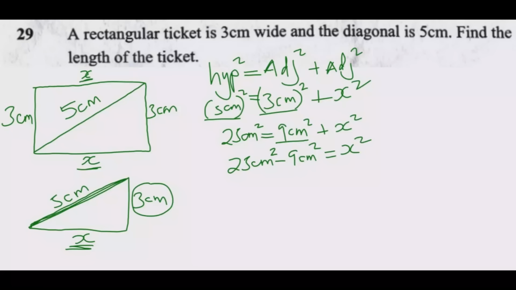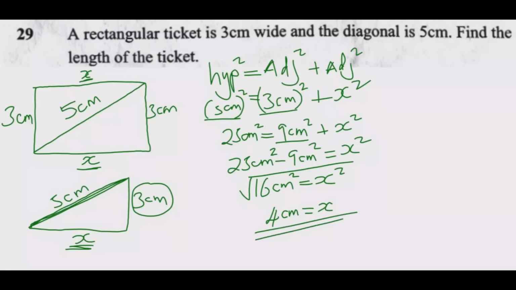If you are confused, you can ask me in the comment section. I'll definitely respond to your query. Then we find the difference. 25 minus 9 will give us 16 centimeter squared, which is equal to x squared. So what do we do now? We find the square root of this. The square root of 16 is 4, and the square root of centimeter squared is centimeter, which is equal to the square root of x squared, which is x.